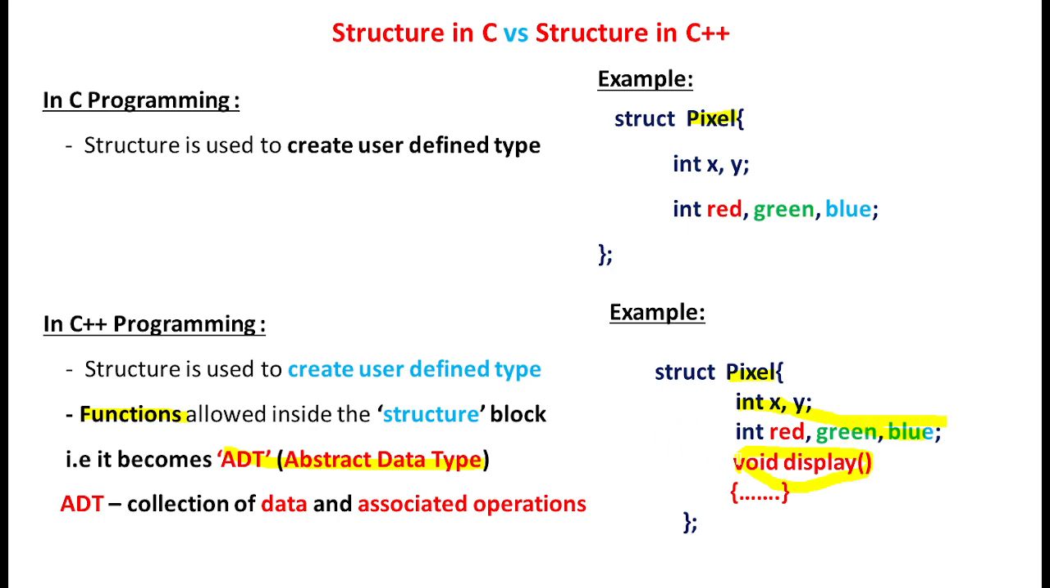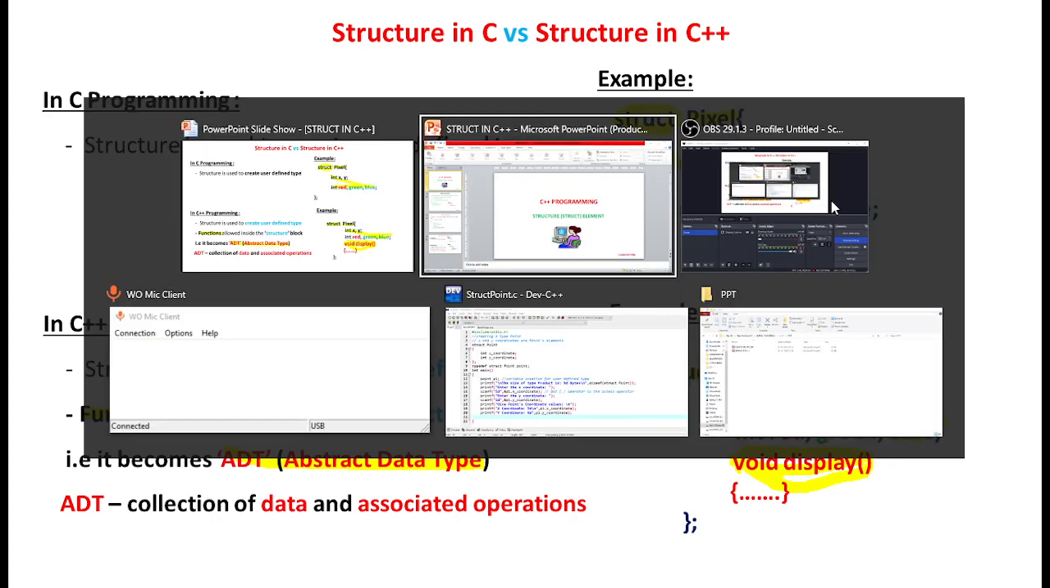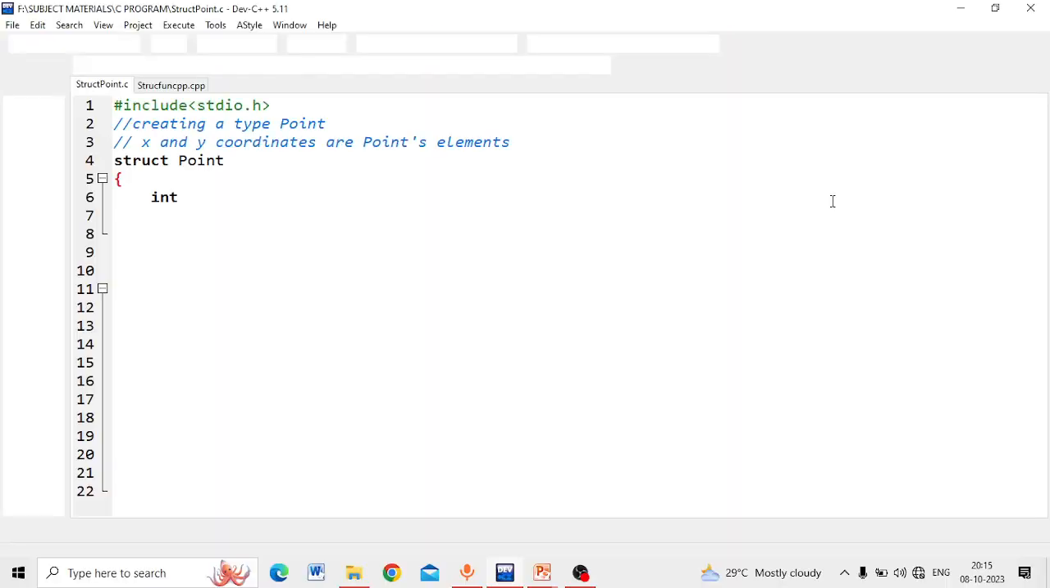So the functions are allowed inside the structure scope. That's a very different characteristic in our C++ programming language for the structure programming element. Whereas in C programming language, the structure can take only the programming elements, it cannot take functions. I would like to show the example, then you can understand easily.